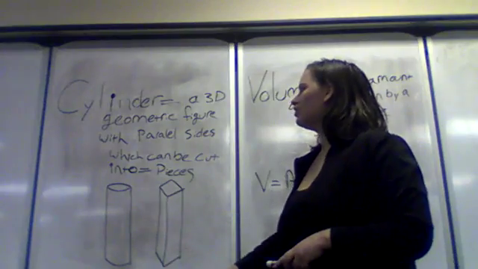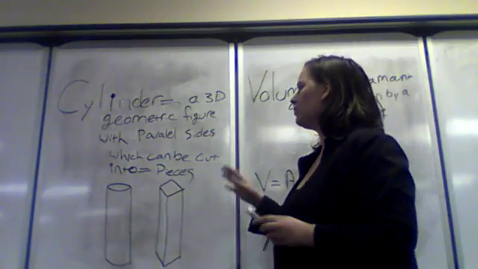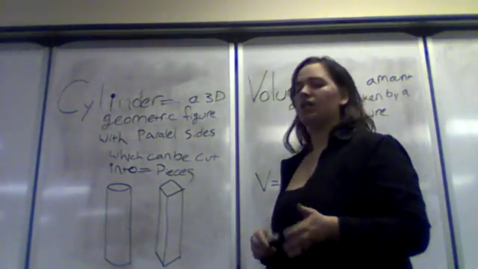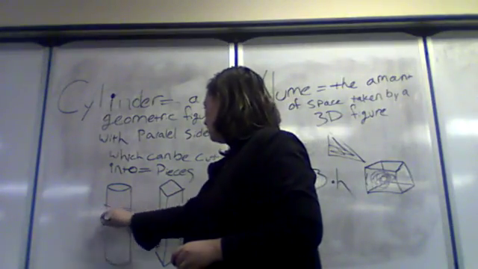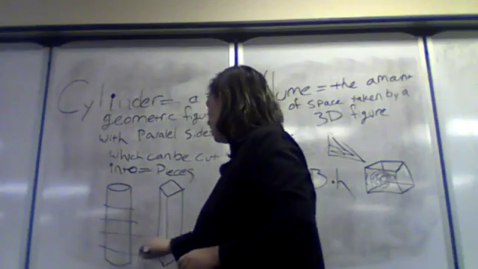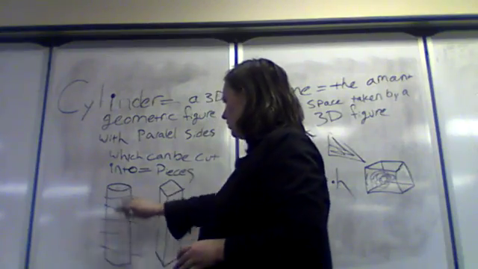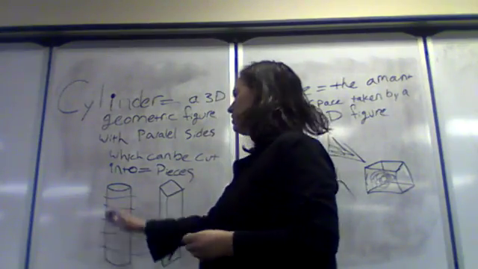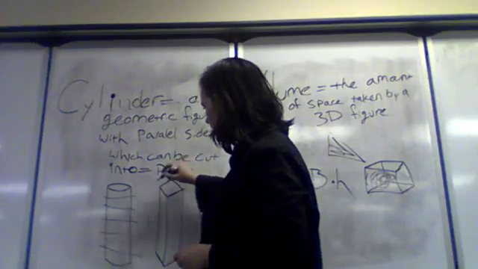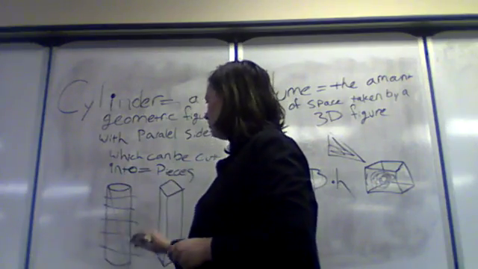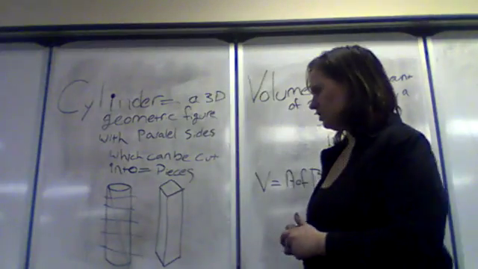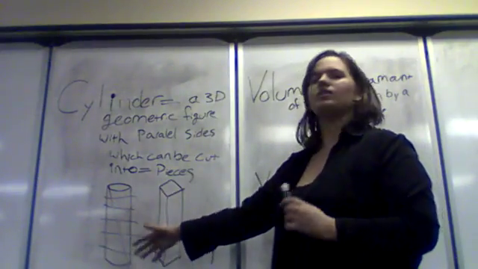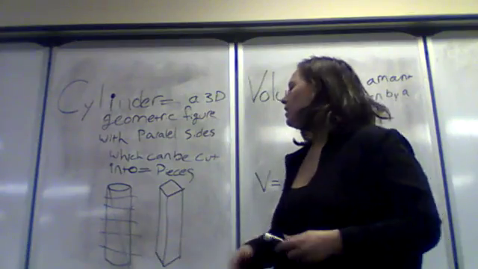The definition of a cylinder is a 3D geometric figure with parallel sides which can be cut into equal pieces. For example, if you take this and you cut it all down here, and so long as you cut them at even spots, of course, they are all going to equal the same. And you can cut this in whatever direction you like. As long as it's equal sized pieces, they're all going to have the same volume.